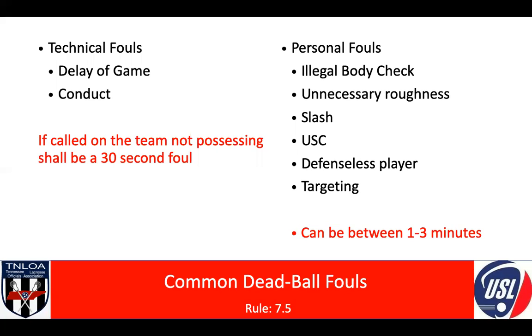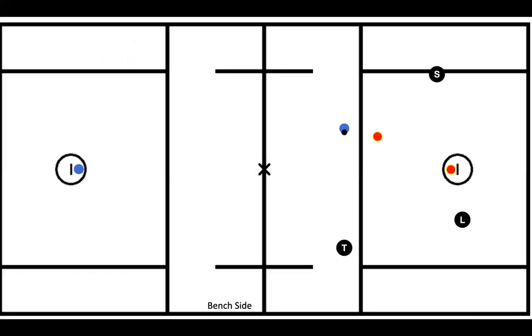Remember that technical fouls, if called on the team not possessing, shall be a 30-second foul. A technical foul called on the team possessing the ball is just a turnover, even in a dead ball scenario. Personal fouls can be between 1 and 3 minutes, releasable or non-releasable. This is why this is important.